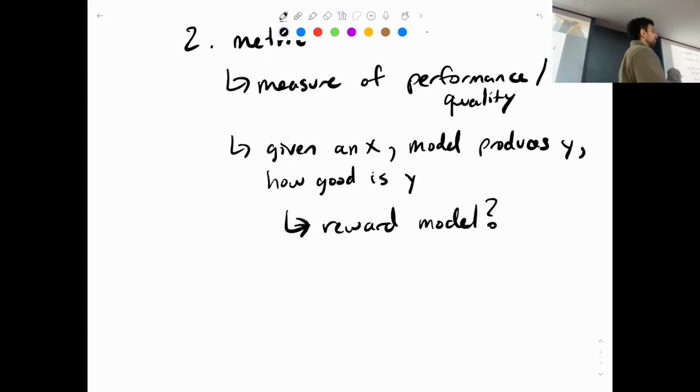You're not necessarily guaranteed that a high reward means high quality, like if you have reward hacking. Exactly. We already talked about how reward models themselves are prone to reward hacking.